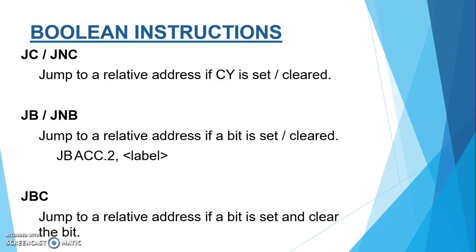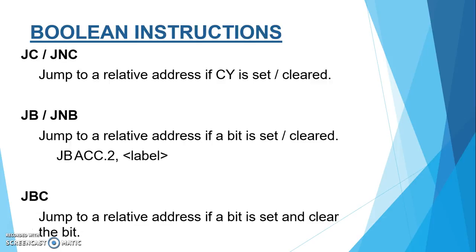Next, you have several jump instructions which are based on single bit status. When you write JC, JNC, what does it mean? J stands for jump, C stands for carry. So JC means jump if carry flag is set. When you write this instruction, the jump from one location to another is possible only when the carry flag is set to 1. JNC stands for jump if carry flag is not set.